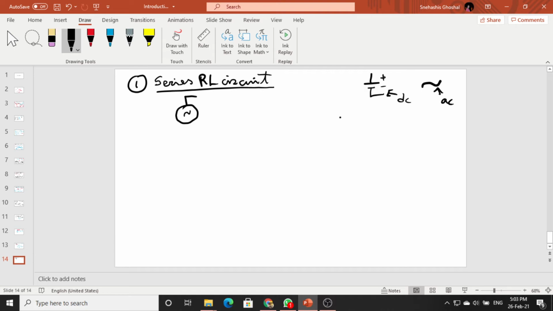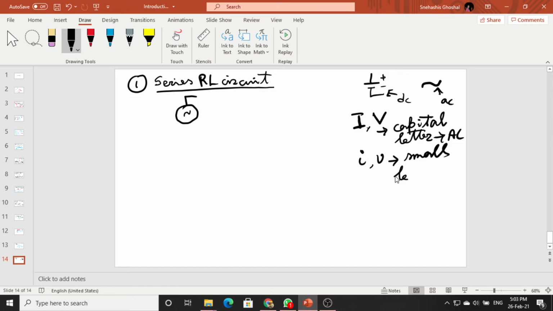And if you want a clear differentiation between AC and DC, another thing I need to tell you, that is not a rule, but I am saying a generalization: for AC, capital letters I and V, and for DC, small letters i and v. Anyway, so let's get back to our circuit.